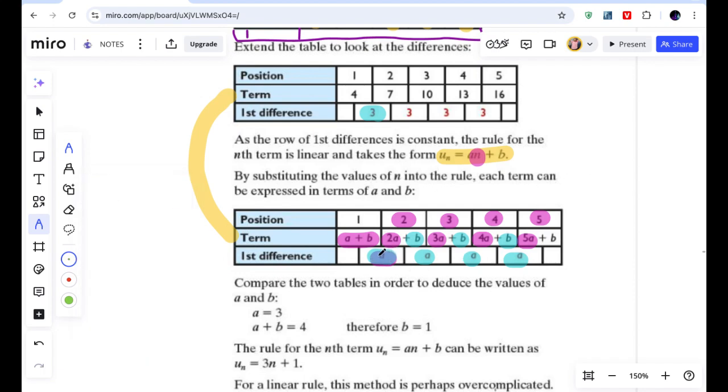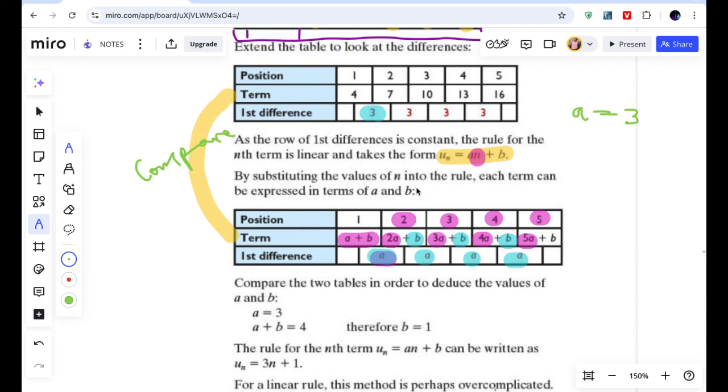So we make a comparison. It's called a comparison table. We're going to compare the first table and this new table we just created. So this one here is equivalent to this one. So we just say A equals 3. Now we found A equals 3.